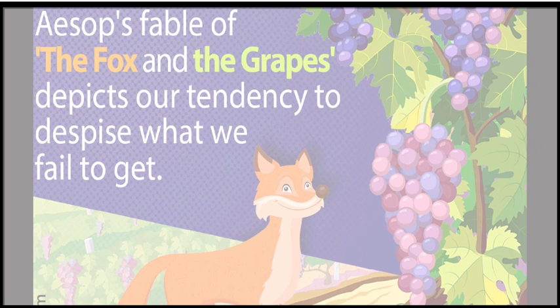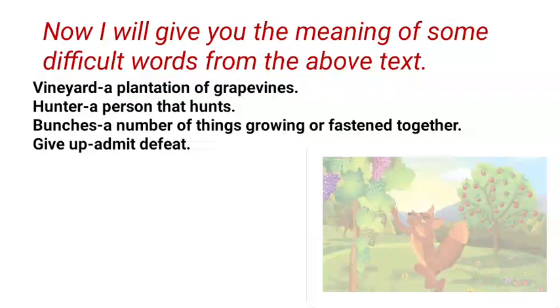Now I will give you the meaning of some difficult words from the above text. The first one is vineyard. It means a plantation of grapevines. The next one, hunter. That means a person that hunts. The next one, bunches. A number of things growing or sustained together. Now the last one is give up. Give up means admit defeat.